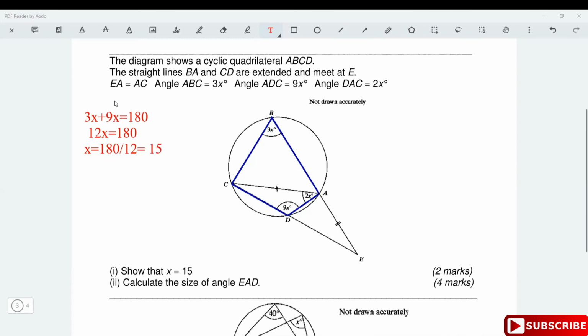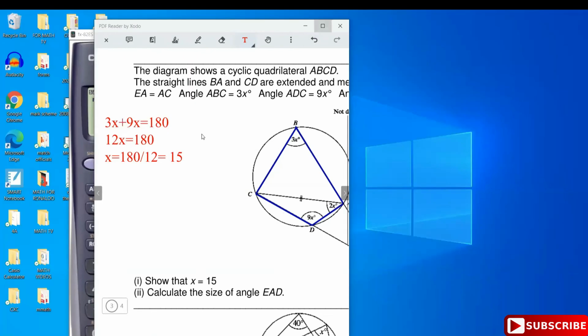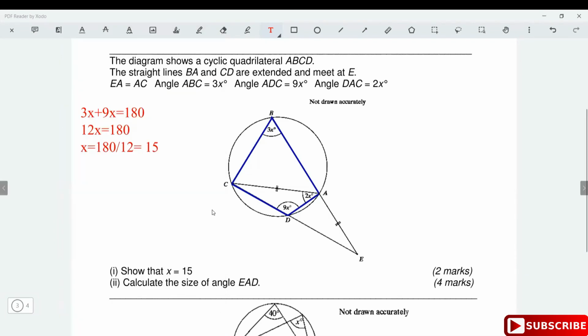Just to plug it in the calculator, just to show it, 180 divided by 12. I just like to show them things here, right? Let me make sure everybody is satisfied. 180 divided by 12, 15. So x equals 15 degrees. So good. X is 15. And the reason, you're going to have to tell them that opposite angles in a cyclic quad sum to 180.